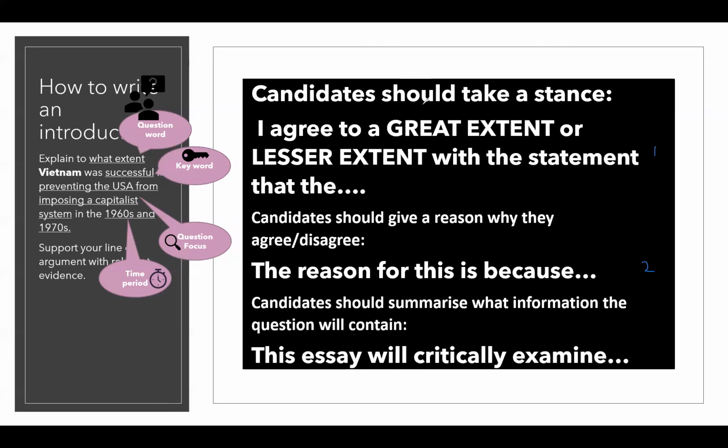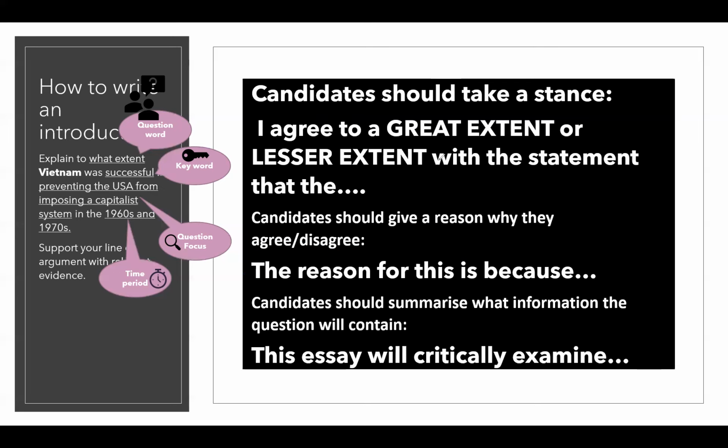Where you just say you agree and this is the reason why you agree. It might also help you if you're struggling to do the first step and the third step and leave out the second step, because it can still be a really good introduction just with a stance and saying what's going to be in the essay. But if you want full marks, you need to show this reasoning, because this shows your analysis, it shows your interpretation, it shows that you know what you're talking about. So don't forget that second step.